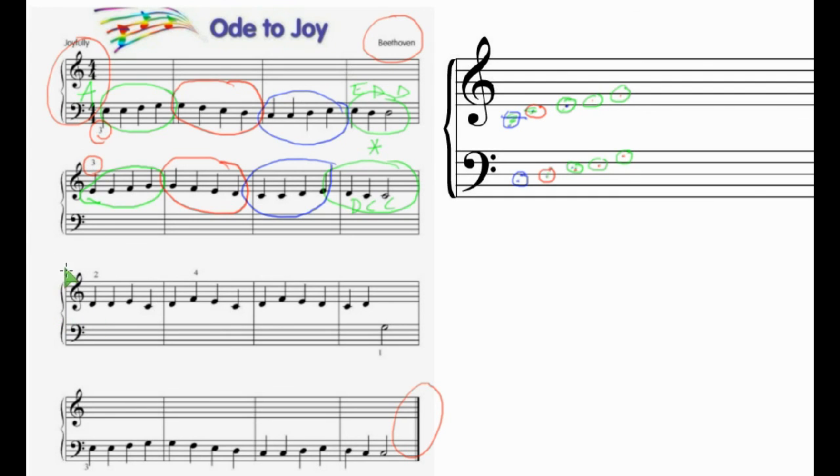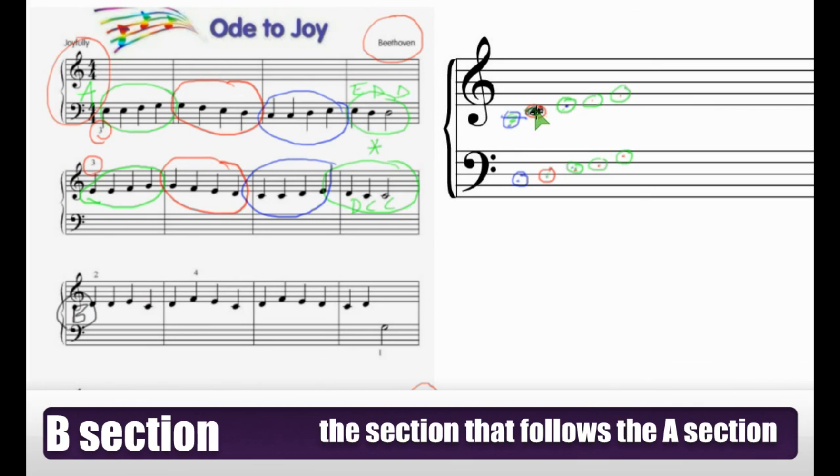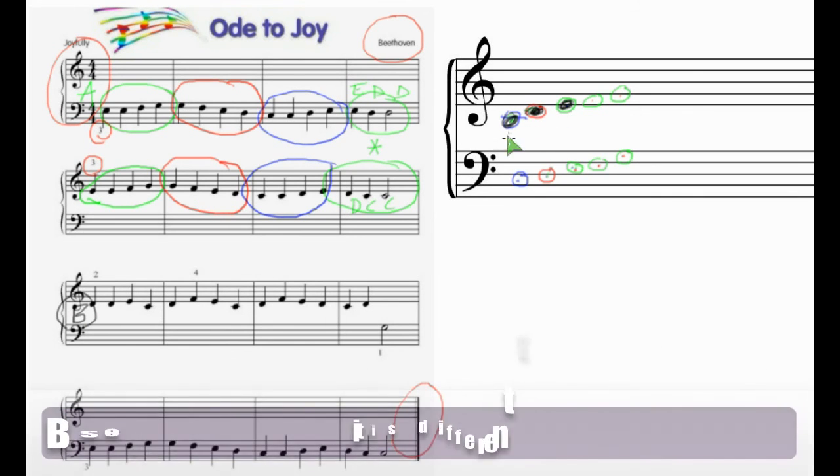The next thing we're going to look at is the third line. And this one starts off with the notes D, D, E, C. This is the B section of your music. And I'll call this the B section because now D, D again, E, C. This part of the music is unique. It's different than the first section.